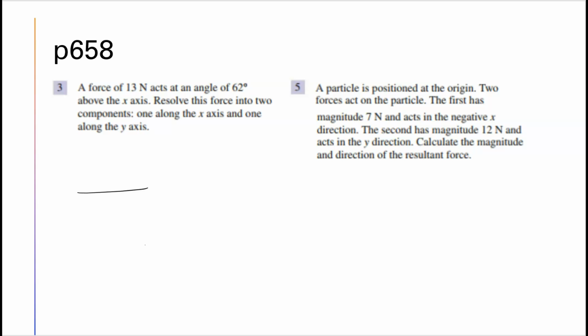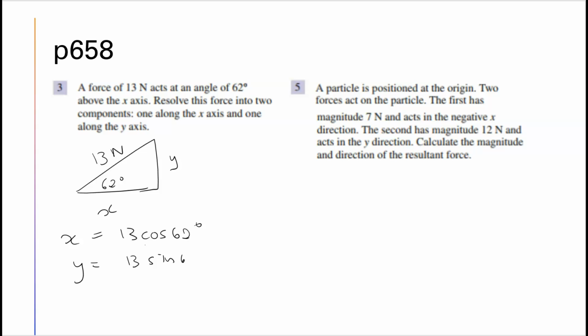Again, draw the diagram. 13 newtons, 62 degrees. And x is going to be 13 cos 62, whatever that is, and y is going to be 13 sine 62.